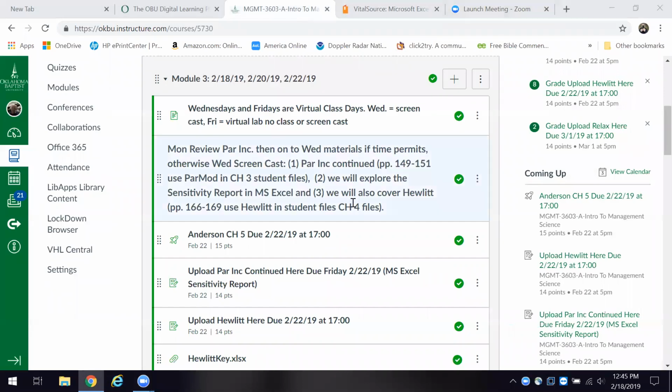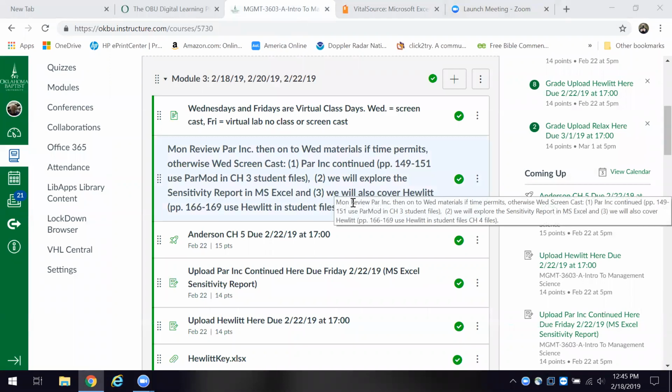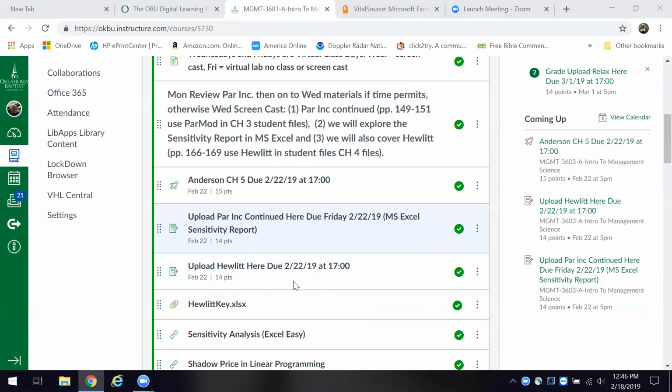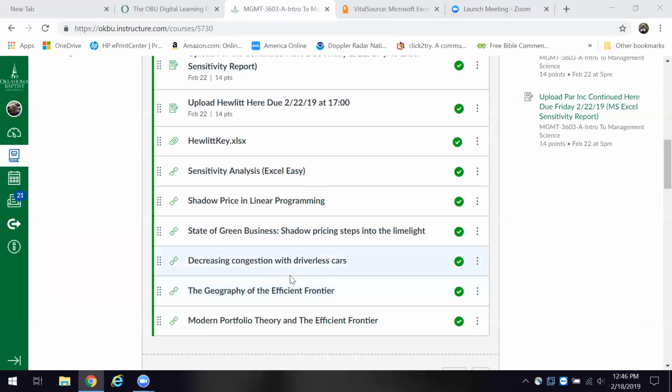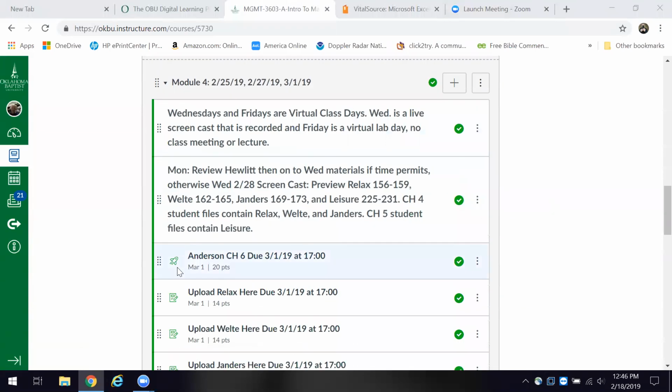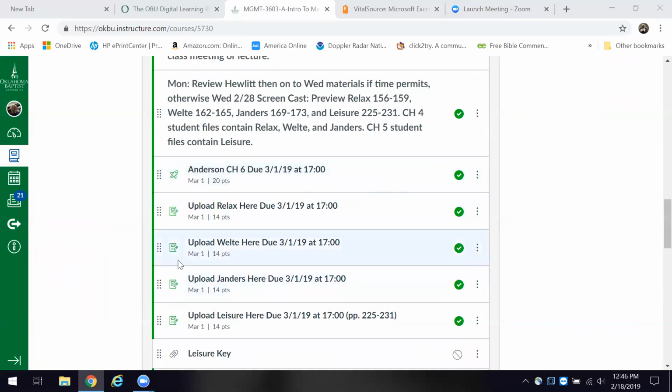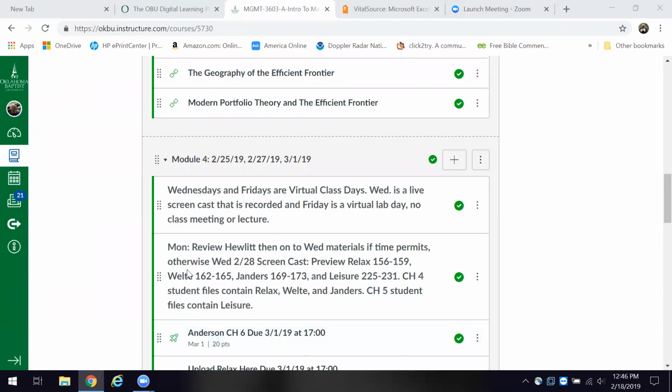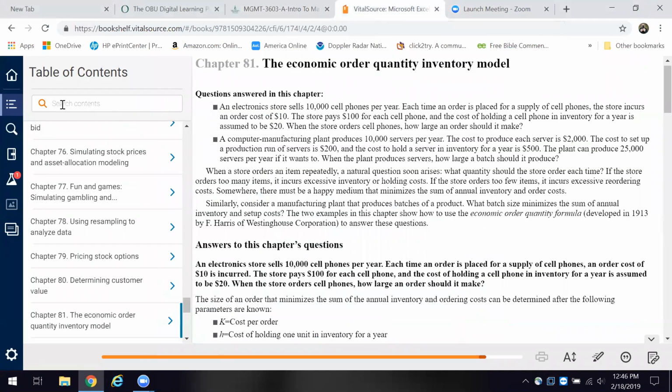I wanted to just follow up while it's still in my mind and maybe rattling around in your brain as well. We had talked about that we're going to be taking a look now at these four cases: Relax, Welty, Janders, and Leisure. Now, we looked at Relax today, and this was the case over on pages 156 through 159 of the text.